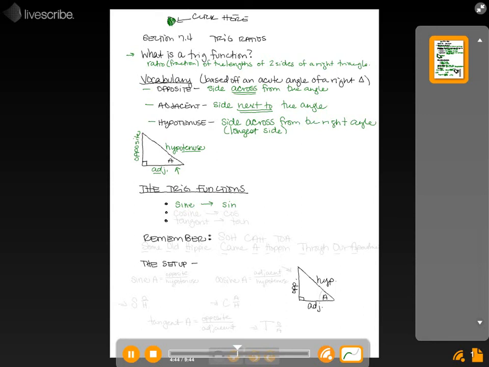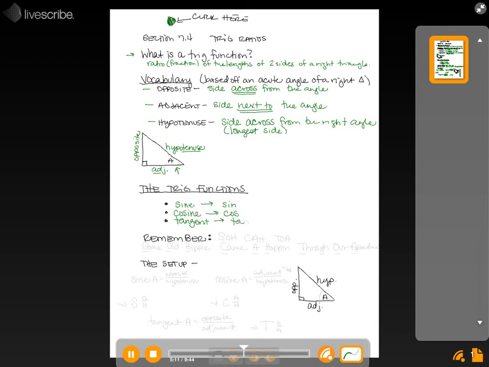Second trig function also has a button on the calculator. It's cosine, and it's abbreviated C-O-S. Now we do not say cos, for the same reason we don't say sin, we say cosine, okay? So sine is sin, cosine is cos, both buttons on the calculator. Third one is tangent.